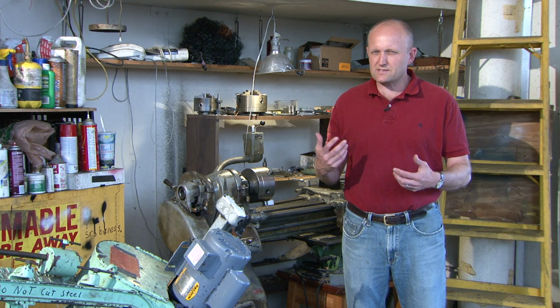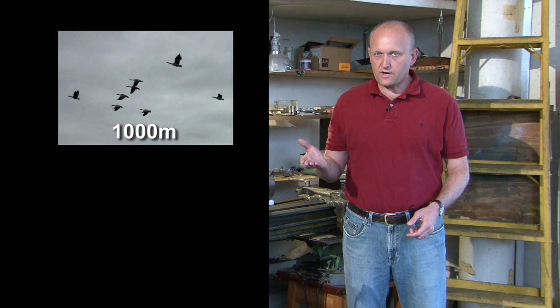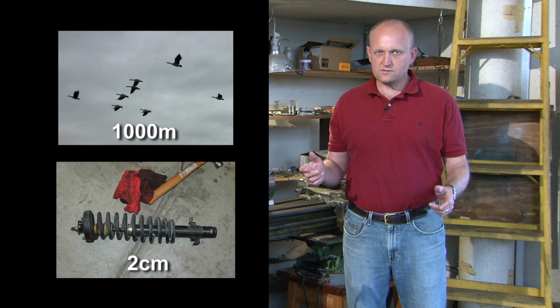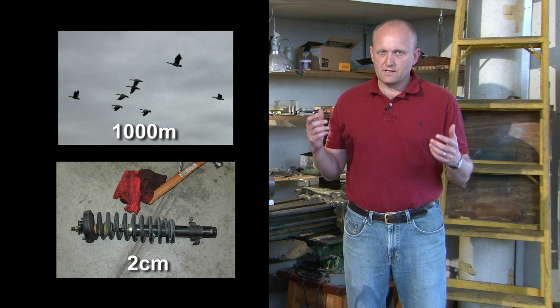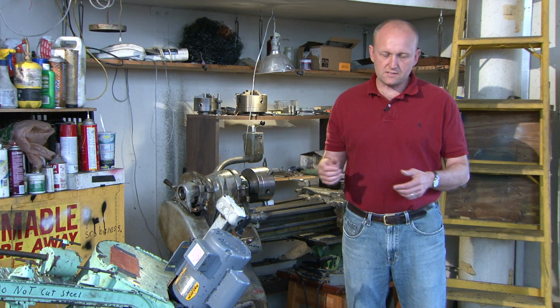I considered the distances first because those were given. You had the 1,000 meters of height for the Canada goose. That's straightforward. The 2 centimeters for the compression of the spring. Those are very different distances, right? That's a factor of 50,000. Big difference in the distances.